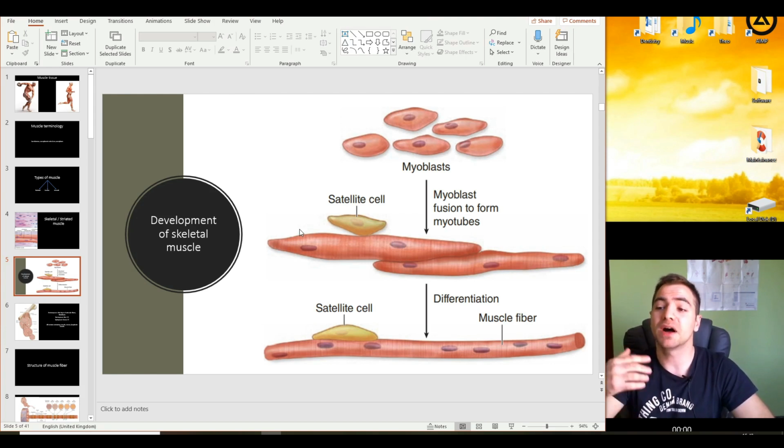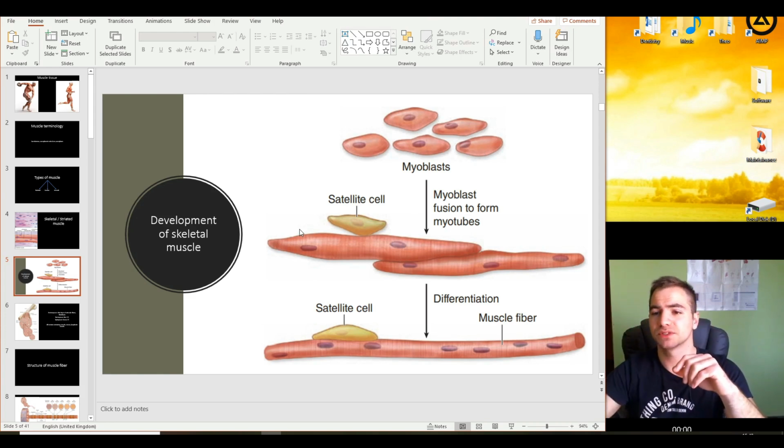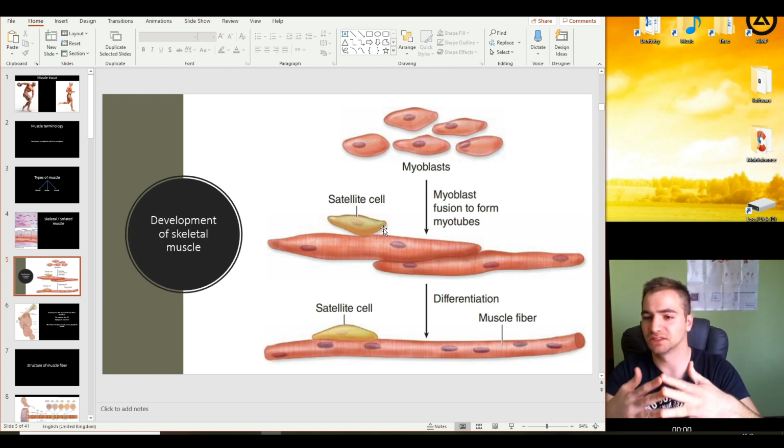In this case, we have the myoblasts, again mesenchymal stem cells that eventually will fuse together to form myotubes, and eventually these myotubes will become the muscle fibers. Now, some myoblasts differentiate into satellite cells. These satellite cells are nothing more than progenitor cells that can potentially differentiate to form skeletal muscle.